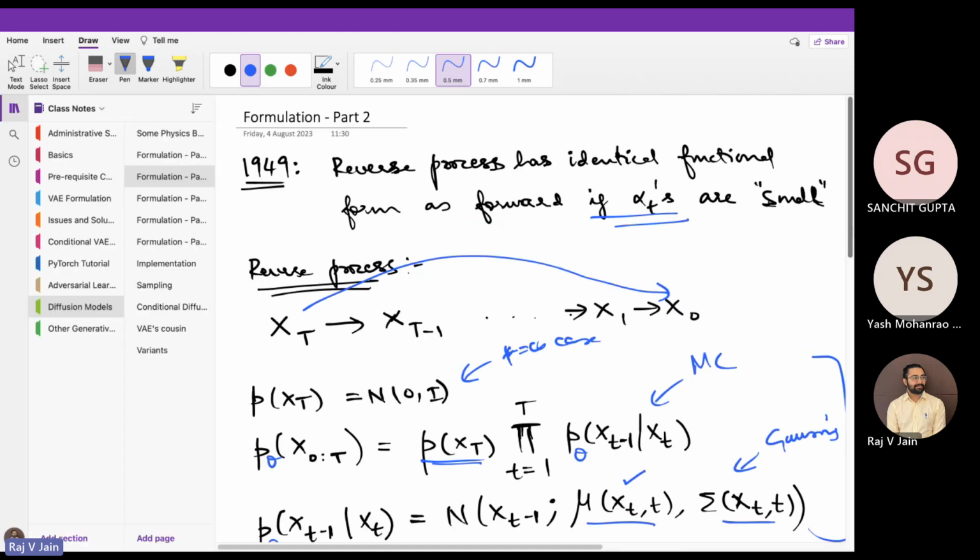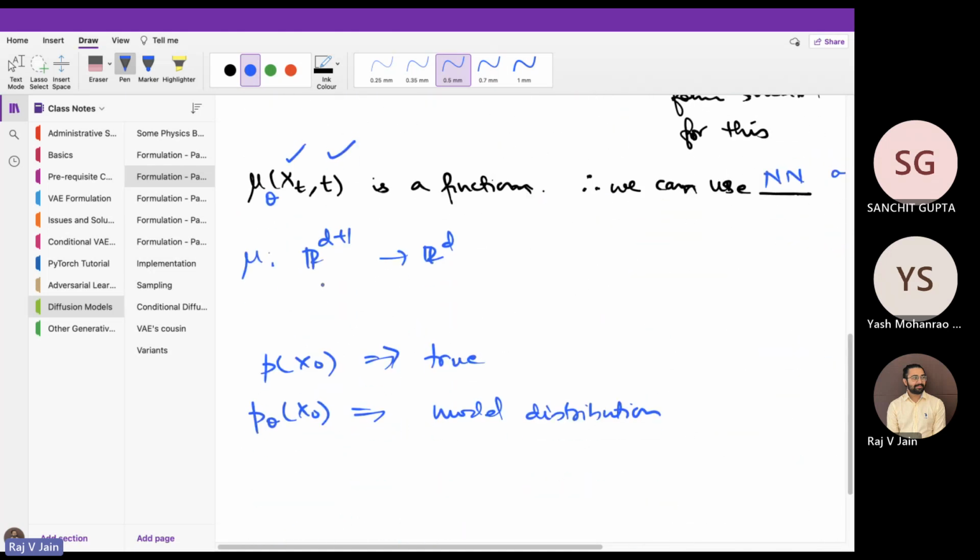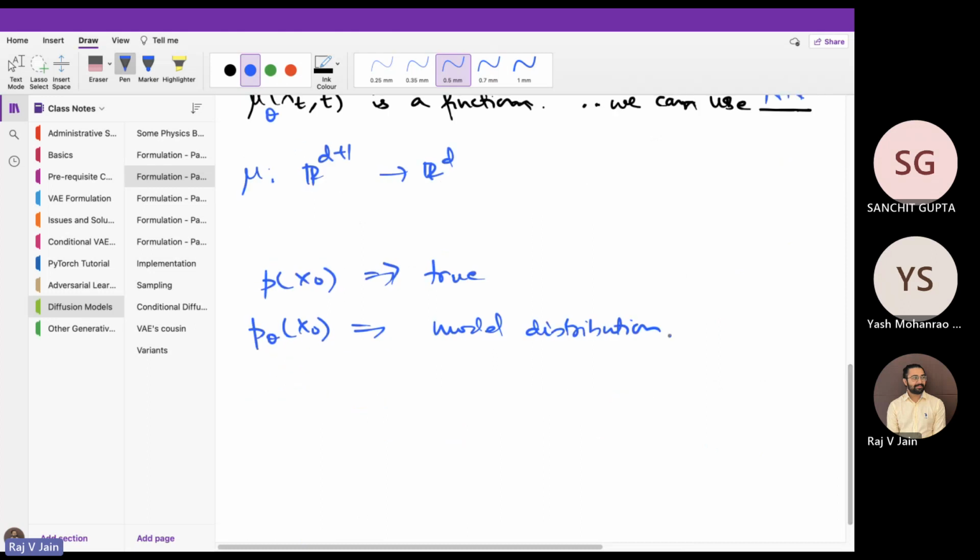Right. So now we have come to this idea, and we come back to the same problem statement that we had before. I have a true distribution, I have the model distribution, and we know one way to solve this problem, which we already saw in VAEs. We can look at KL divergence, and KL divergence reduction. What is it here also? P theta of x naught, correct.